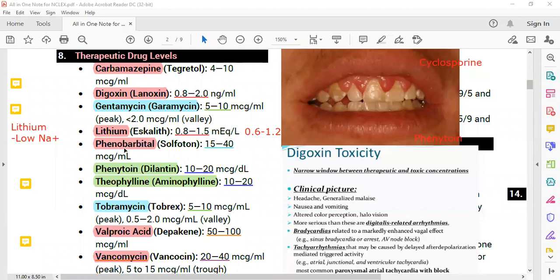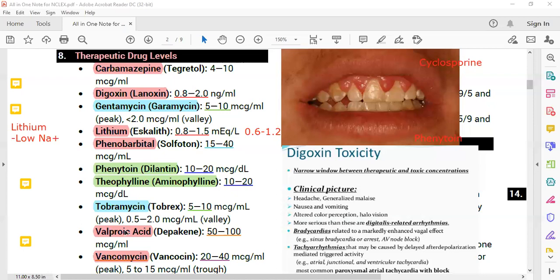Phenobarbital is an anticonvulsant. Therapeutic index is 15 to 40. Phenytoin or Dilantin we use as an anticonvulsant, anti-seizure. Therapeutic index 10 to 20. Theophylline is a bronchodilator. Aminophylline, bronchodilator. Therapeutic index is 10 to 20. It's similar to phenytoin.